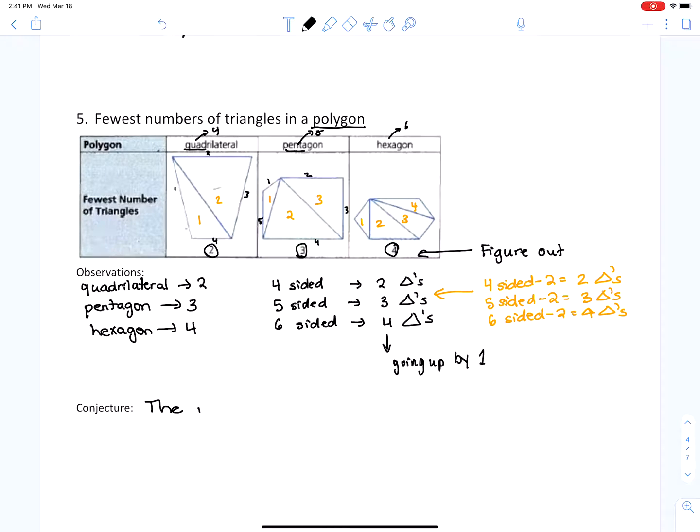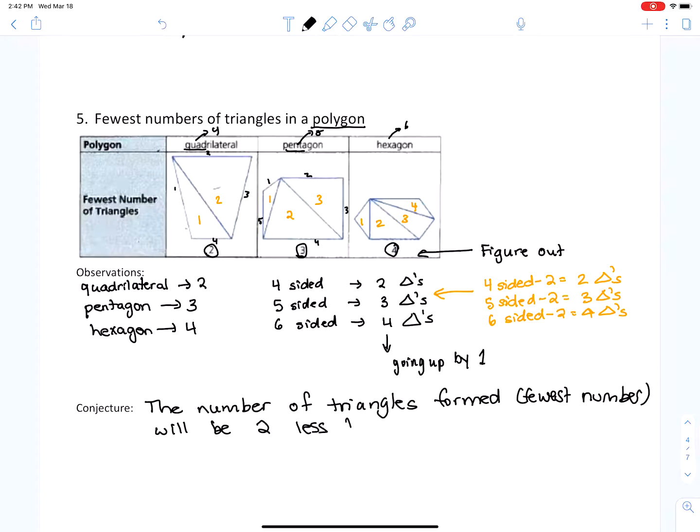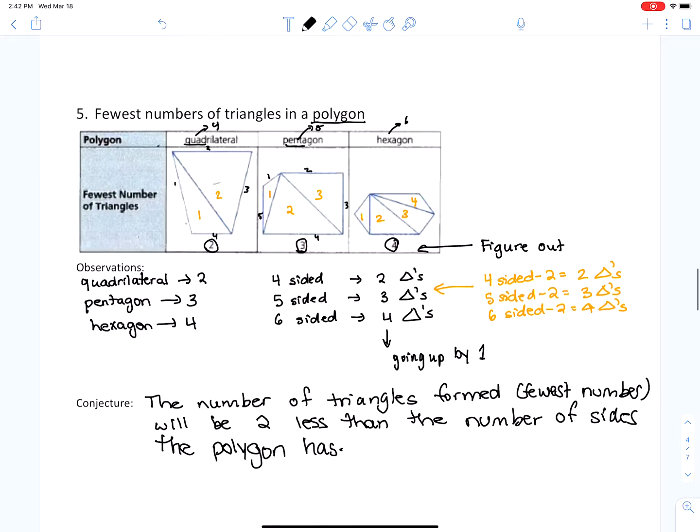So the number of triangles formed, and we're still referring to the fewest number, will be 2 less than the number of sides the polygon has. So this was a little bit of a geometry example. Let's keep going.